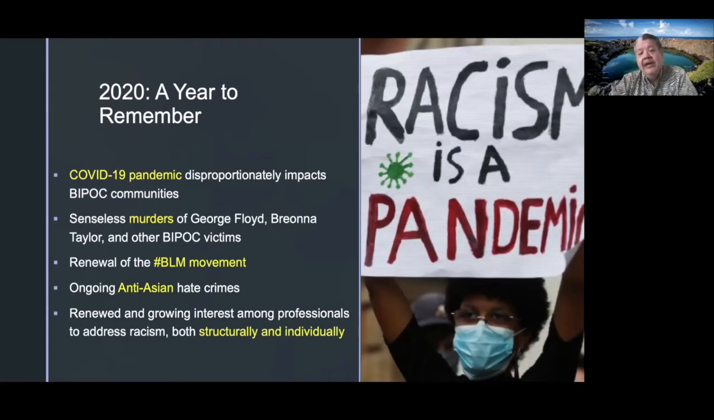We remember 2020 for the senseless murders, and I'll just name a few victims here, but we know that there are many, and they're continuing to come forth. We are continuing to hear about these murders on a daily basis, it seems. A lot of what we saw this past year was the renewal of an existing movement, the Black Lives Matter movement. We saw people doubling back on the notion that racism doesn't exist and seeing it with their own eyes and coming to a realization that enough is enough.